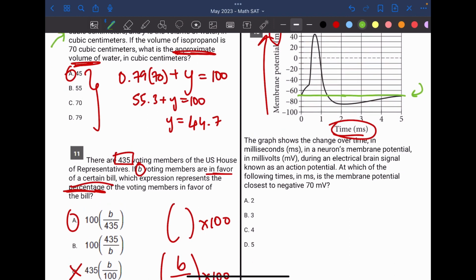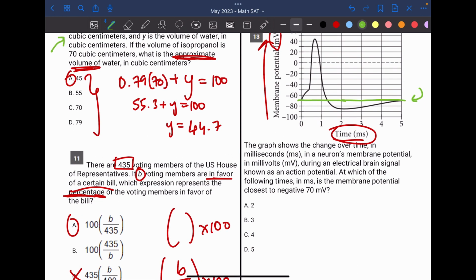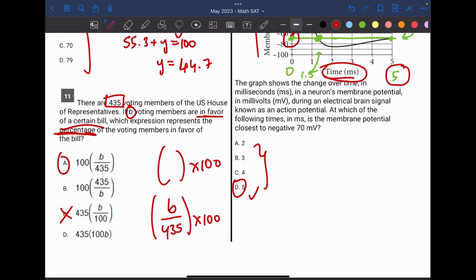And then at what point do we have something that's close? We have something close over here, and here, and here. So we have 0, and about 1.5, I would say, and then at 5. Which of these is a value that we have on top? 5 is one of the answers, so that's correct. 0 is also one of the values, but it's not a multiple choice answer, so we can't circle it. So 5 has to be the only closest answer.